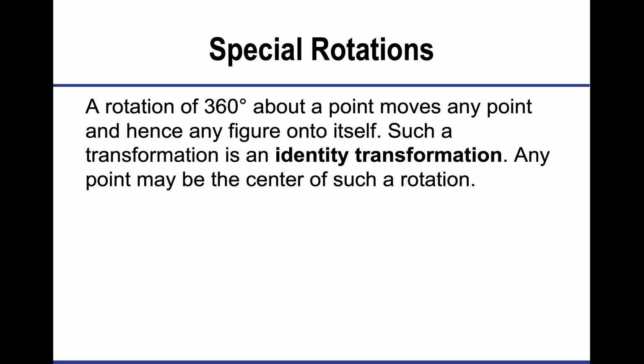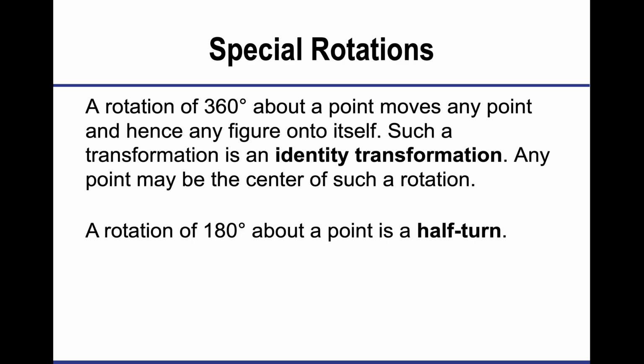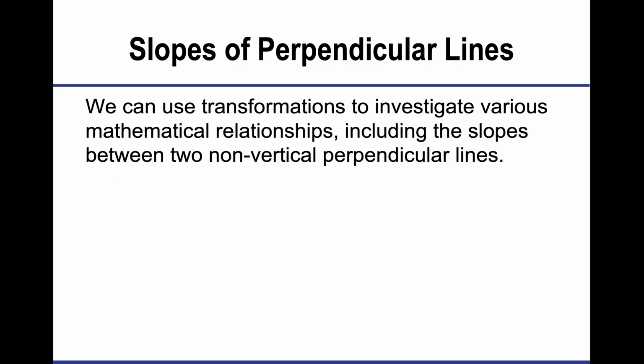There are some special rotations, and that's anytime you go in a complete circle, you're going to get the same answer. So that's why we call it an identity transformation. A rotation of 180, we call it a half turn. And then that's going to connect to the idea of perpendicular lines.